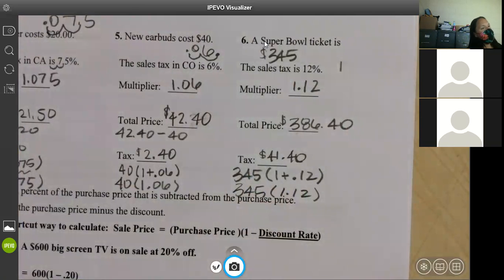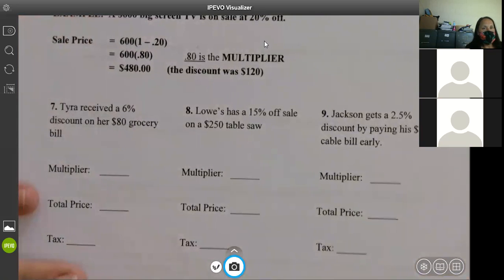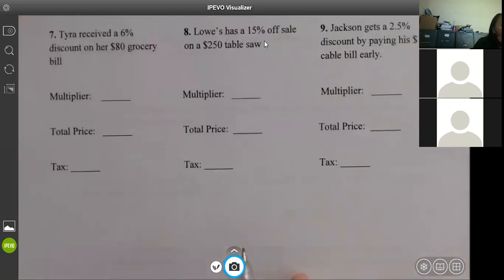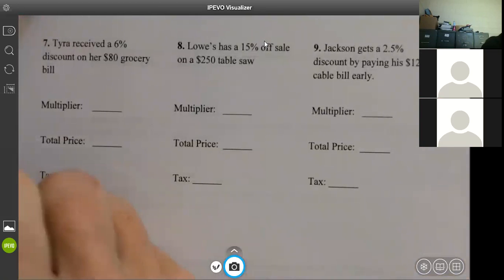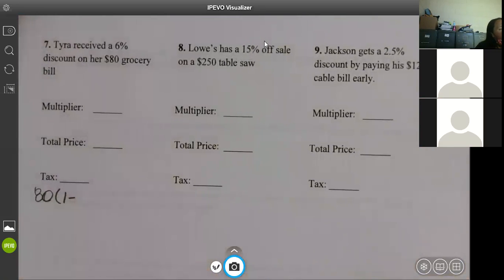All right, discount is the exact same way, except discount means we're going to subtract. That's it. Okay, so the multiplier is going to be a little bit different on that one, so be careful. All right, Tyra received a 6% discount on her $80 grocery bill. We're going to set it up the exact same way. The cost was $80. We're going to do 100% of the cost, but we're going to get a discount, so we're going to minus. And then what is our percent as a decimal?